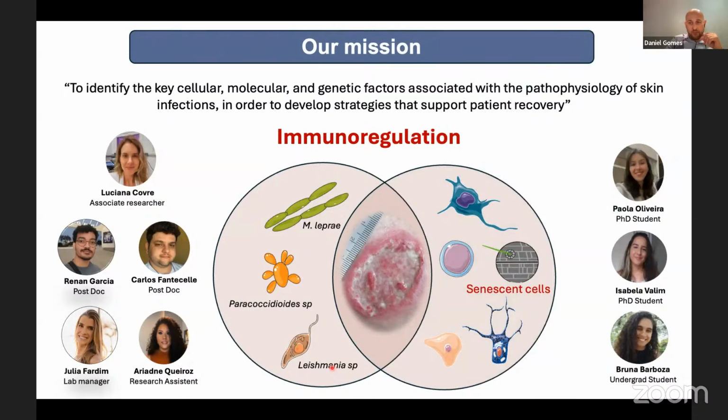And we have been working with different diseases, but most of the diseases associated with skin pathology. So disease caused by bacteria, by fungus. But today I'll be more focused on Leishmania, which is the main disease that we have been working on for many years. This is the group that are involved with the research that I'm going to show today. But especially today, I'll be more focused on senescent cells, which is part of the cells that we are studying, especially associated with the immune regulation and immune pathology of Leishmania.